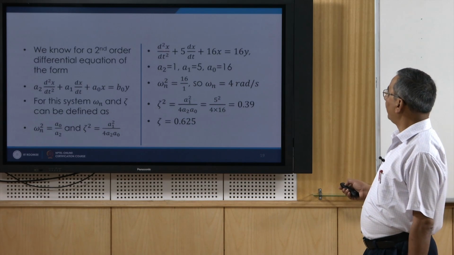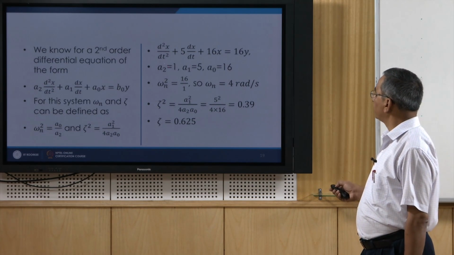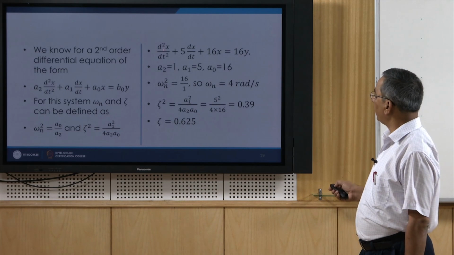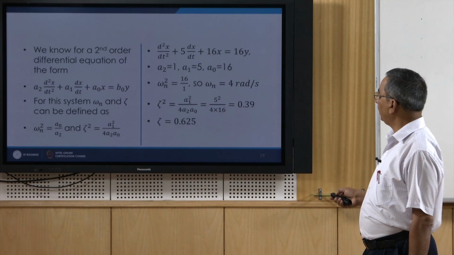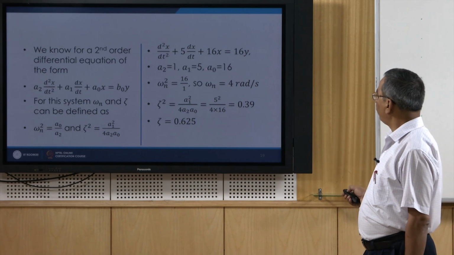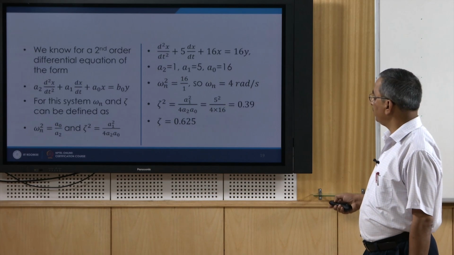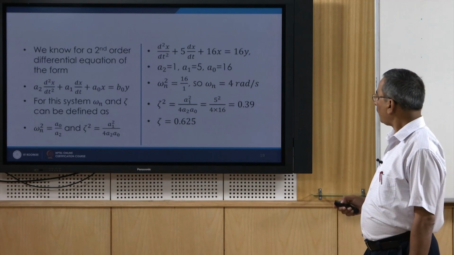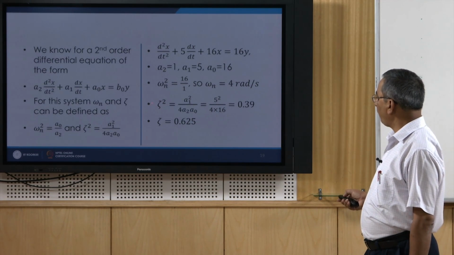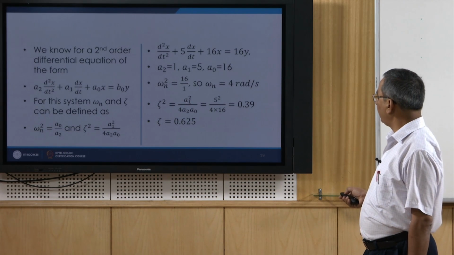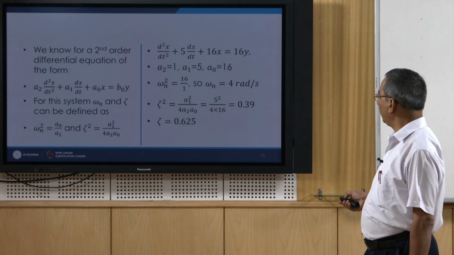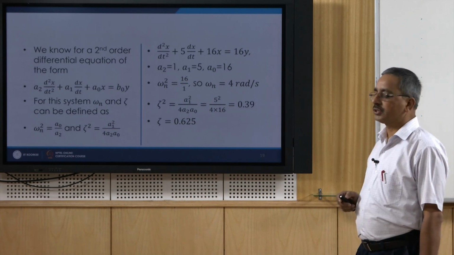For this problem which is under our consideration, I can compare this equation with the general expression, and we can see that a2 is equal to 1 here, a1 is equal to 5 and a0 is 16. So, from here I can evaluate omega n square as 16, or omega n is 4 radian per second. Similarly, I can find out the damping ratio by substituting the values of a1, a2 and a0 here. So, the damping ratio will be 0.625.